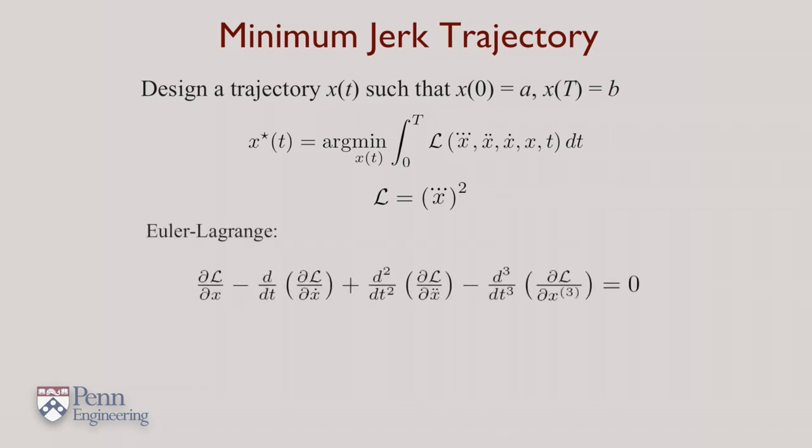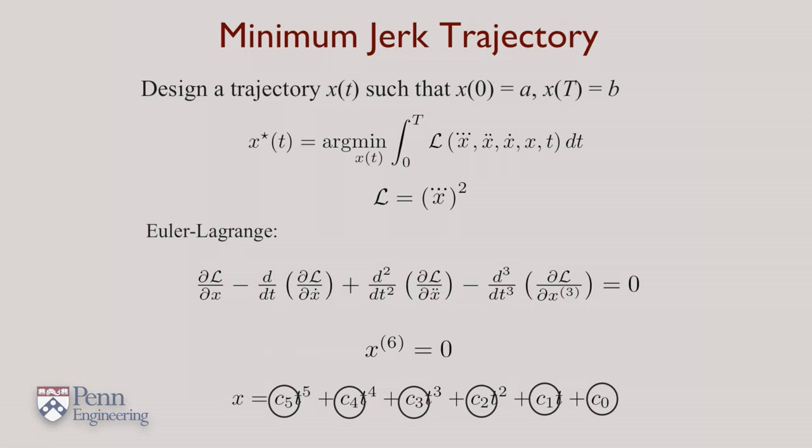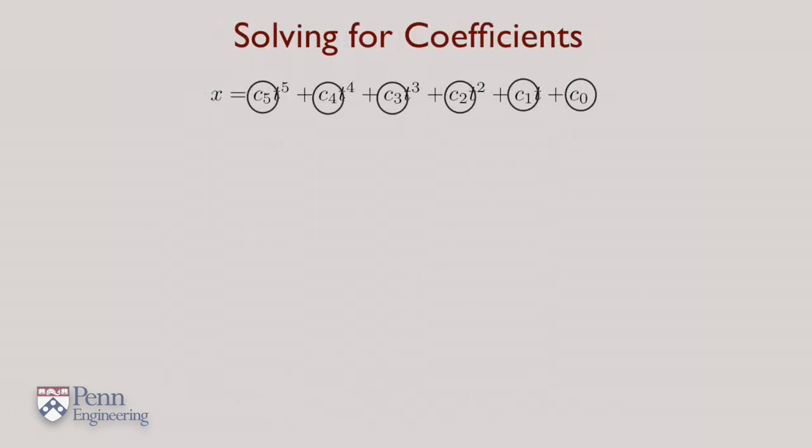We write down the Euler-Lagrange equations, and we see that a whole bunch of terms just disappear because they don't explicitly depend on x triple dot. What remains can be simplified into the sixth-order differential equation, which then can be solved analytically, and the result is this fifth-order polynomial in time. What remains is the subproblem of solving for the coefficients in this fifth-order polynomial. There are 6 such coefficients.